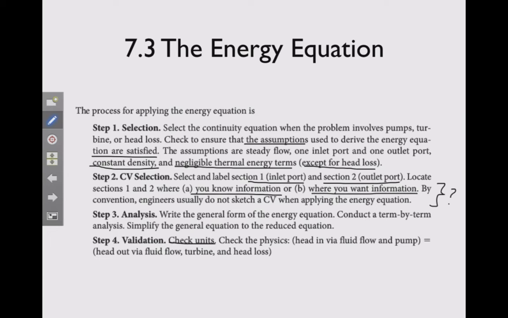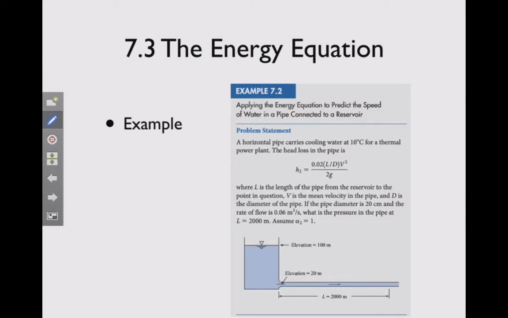Remember that you've got your pumping head in via the fluid flow and the pump, and you're extracting energy out from the fluid flow through any turbine that you might have, and the head loss. So that is it. There are a couple of examples that you might take a look at for section 7.3. Example 7.2 is one as well that you might take a look at. All right, that's it for section 7.3. Thanks.